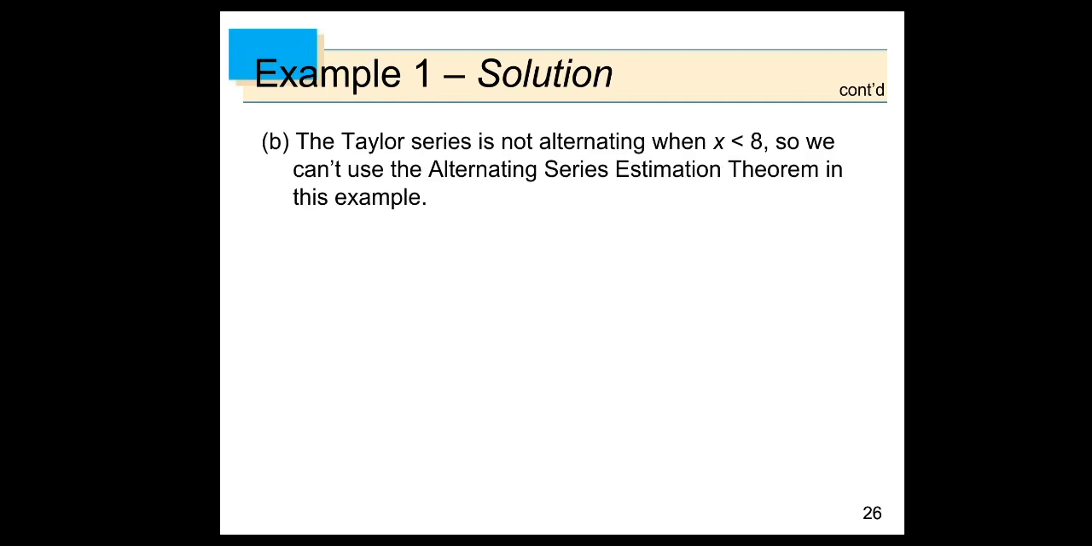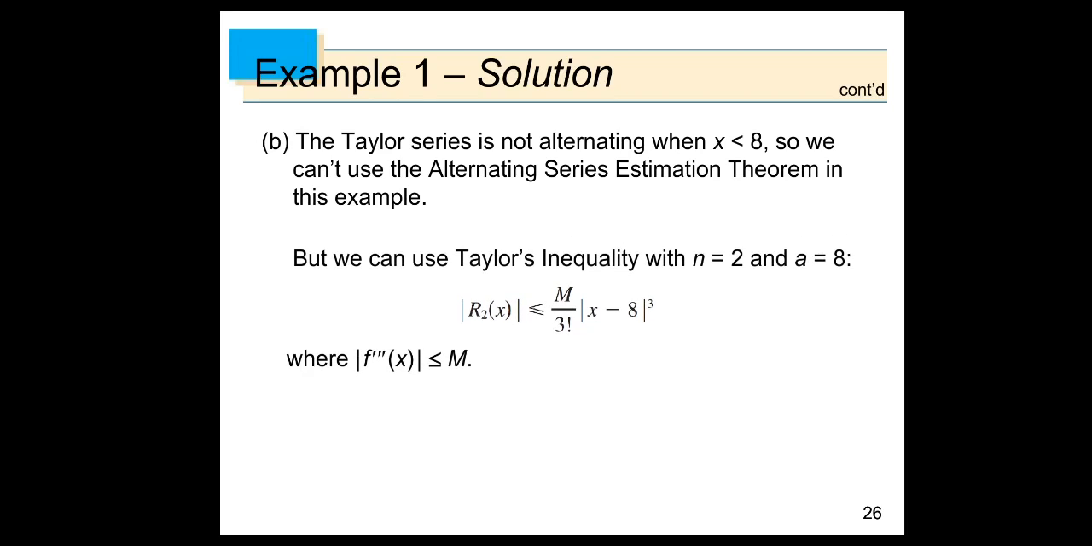The second part: the Taylor series is not alternating when x is less than 8, so we cannot use the alternating series estimation theorem in this example. So what do we do? We will use Taylor's inequality. We have to recall slide number 14, where we understood how to implement Taylor's inequality theorem.